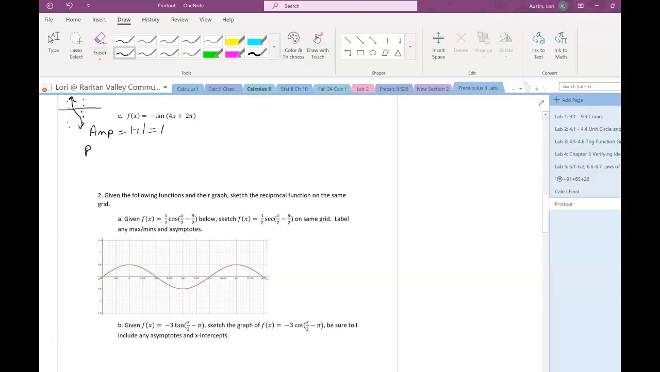Okay, so next we have our period. And of course, this is now a tan, so you just do pi divided by the b value, pi over 4, and that's just pi over 4. So every pi over 4, you will see one of these tan functions, one of these cycles of a tan graph. The phase shift is really going to move this graph. So the phase shift is 2 pi over 4, which is pi over 2. But it's actually negative 2 pi.